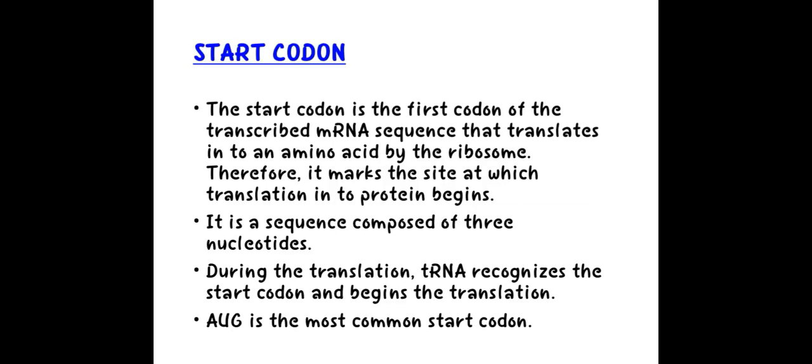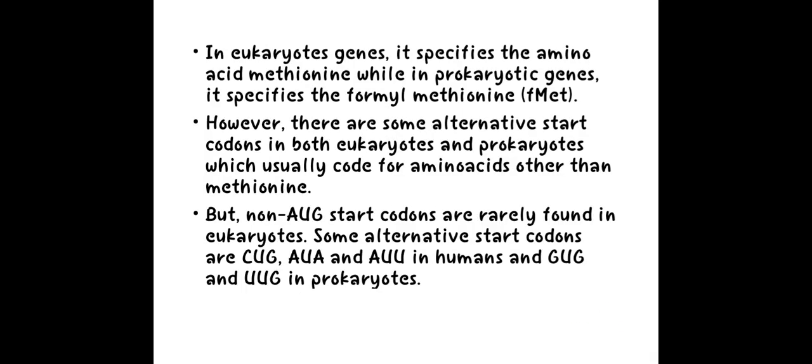Start codon. The start codon is the first codon of the transcribed mRNA sequence that is translated into an amino acid by the ribosome. Therefore, it marks the site at which translation into a protein begins. It is a sequence composed of 3 nucleotides. During translation, tRNA recognizes the start codon and begins the translation. AUG is the most common start codon. In eukaryotic genes, it specifies the amino acid methionine, while in prokaryotic genes, it specifies formyl methionine, F-met.